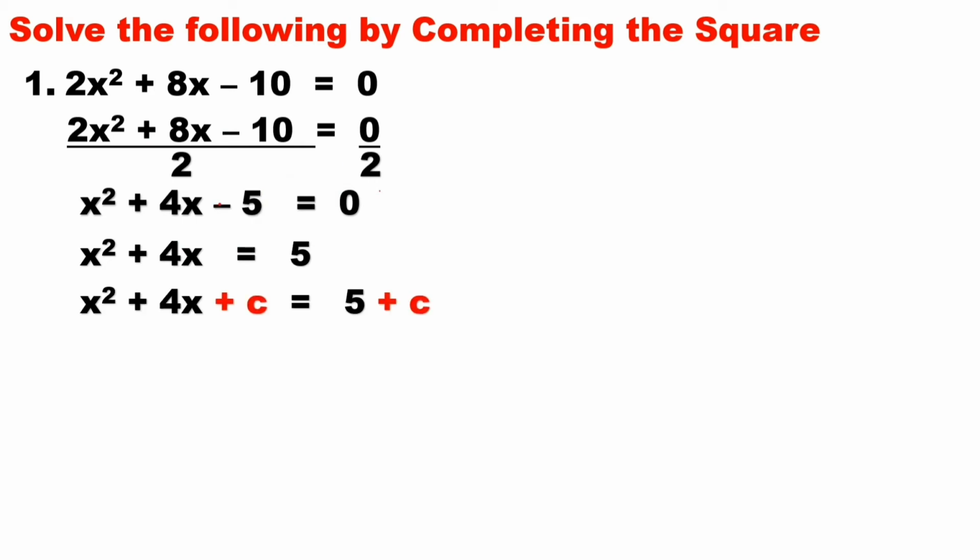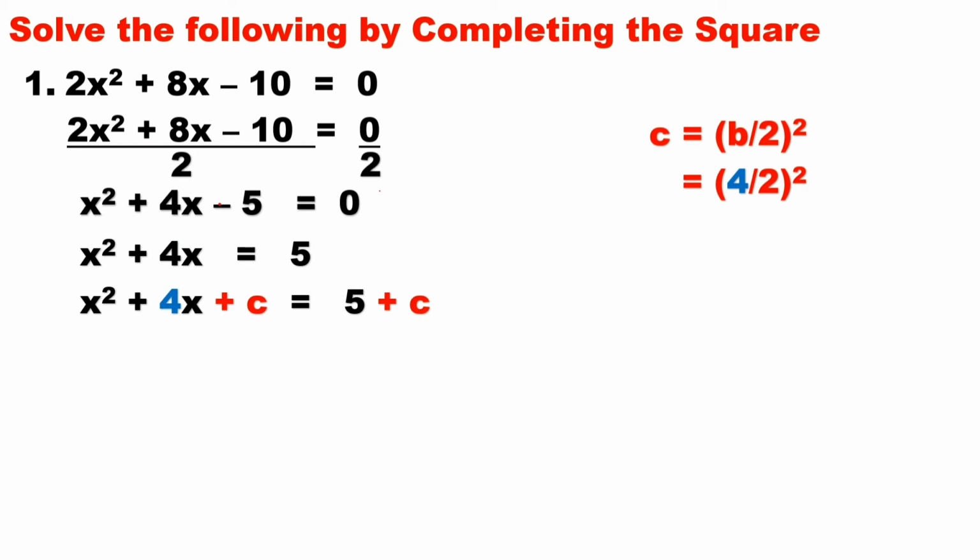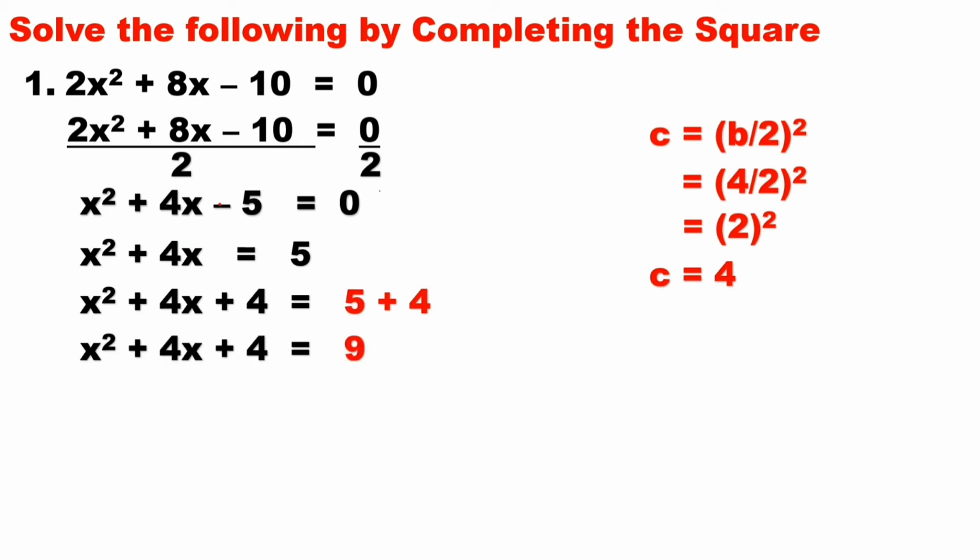Then, we will do the completing the square on the left side by solving its constant. To find the constant or c, it is quantity b over 2 squared. B is the coefficient of the second term, which is 4. So, 4 over 2 is 2. 2 squared is equal to 4. 4 will be added to the left and also will be added to the right. Simplify the right side. 5 plus 4 equals 9.